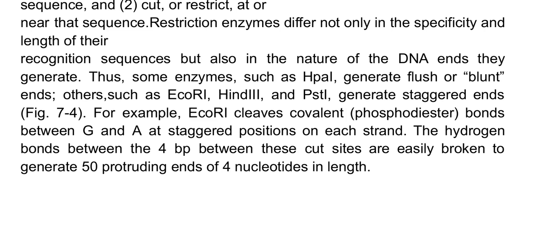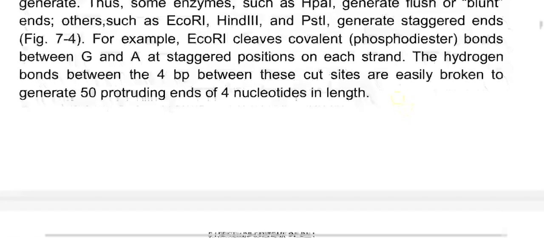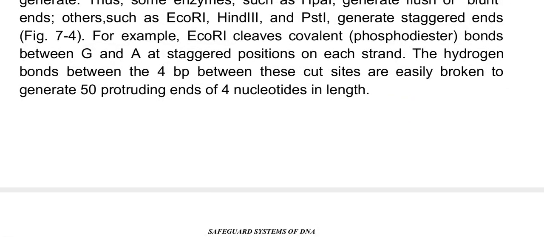Thus, some enzymes such as HpaI generate flush or blunt ends. Others such as EcoRI, HindIII, and PstI generate staggered ends. For example, EcoRI cleaves covalent phosphodiester bonds between G and A at staggered positions on each strand. The hydrogen bonds between the 4 base pairs between these cut sites are easily broken to generate 5' protruding ends of 4 nucleotides in length.